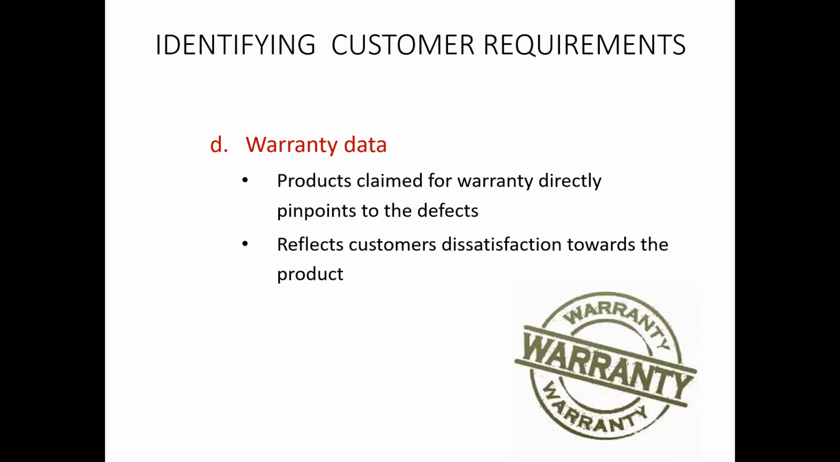Then warranty data. Whenever a product is being sold, most products have a warranty associated with it. Warranty means either the part or a group of parts which does not function in that product will be replaced with a new one or will be repaired. So whenever a product is under warranty and it becomes defective, the part which is not functioning in that product can be replaced.